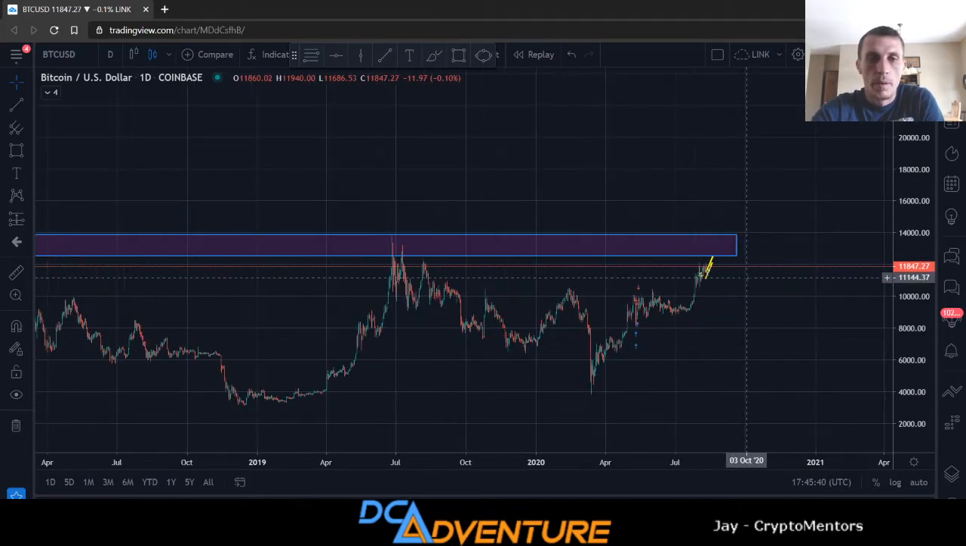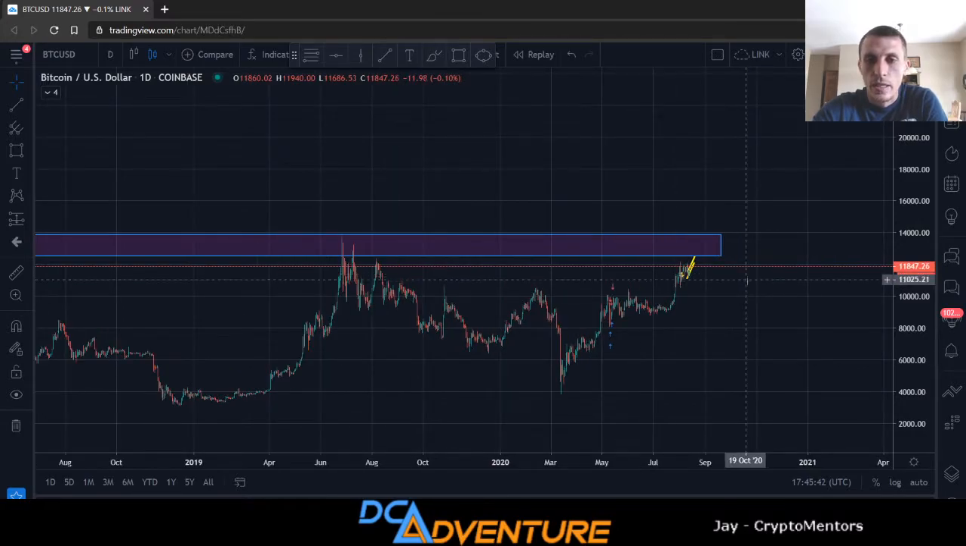If we do get a breakdown on the daily chart, guys, I'm looking for the 10,300 to 10,500 area as support, and even 11,000 or 10,800. From 10,800 down to 10,100 is a decent area of support on the daily chart.